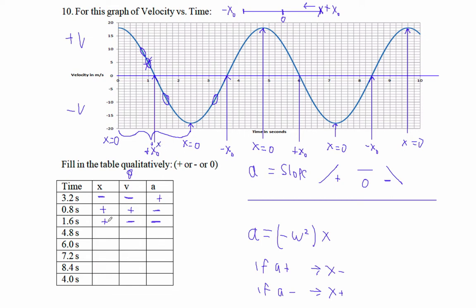All right. So again, X is positive because it's where we went to the maximum and we're on our way back, but it's still positive. And the acceleration, the slope, is negative, right? All right, let's find 4.8. Here's 4.2, 4.4, 4.6, 4.8 is right there.